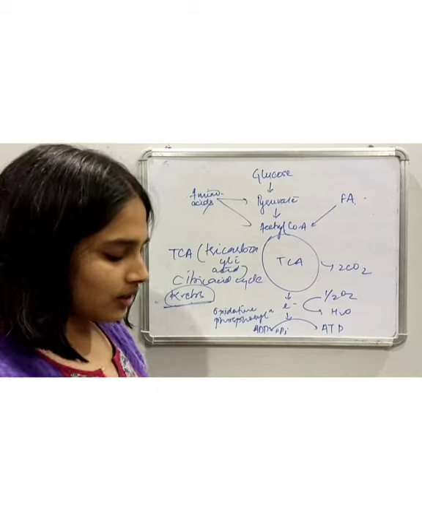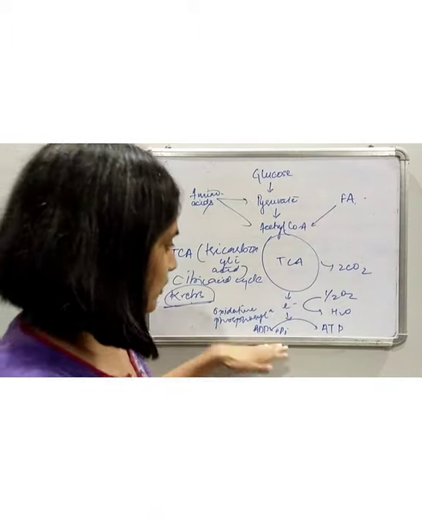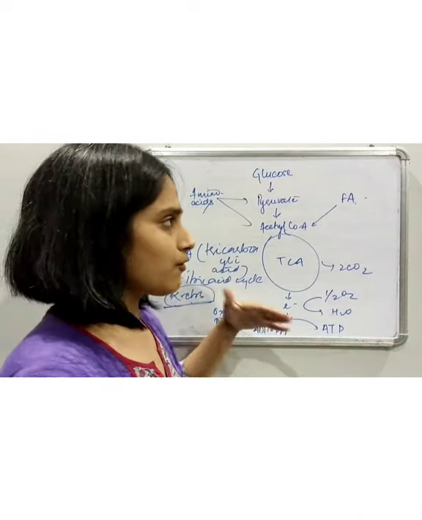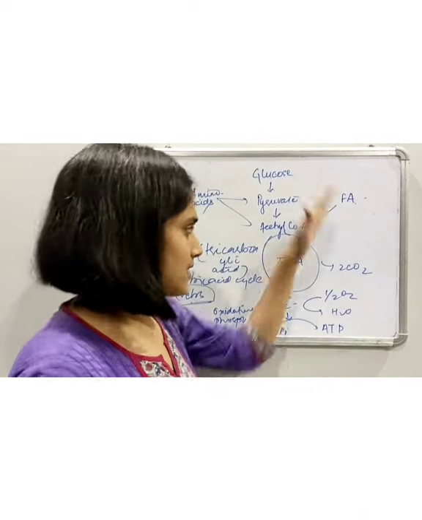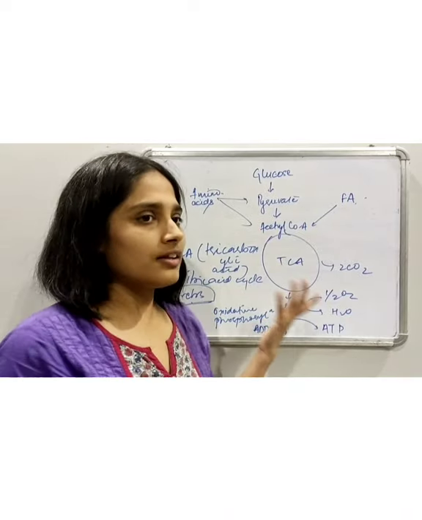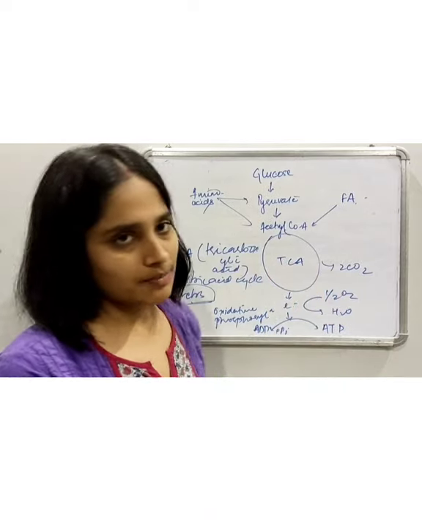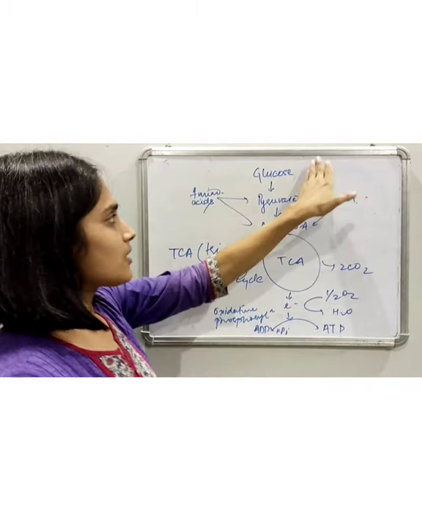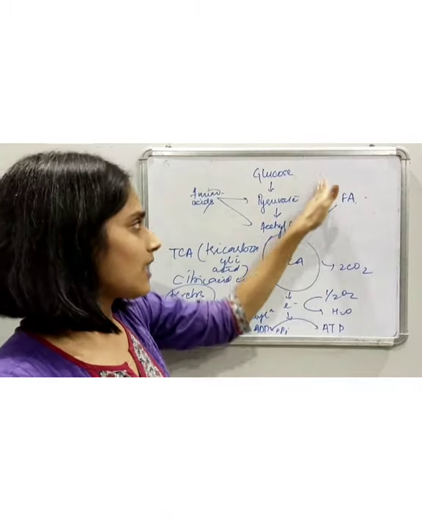So to give you an overview of the cycle, it is a pathway for generation of energy equivalents, reducing equivalents in the form of ATP, and this is a type of oxidation reaction where the energy is stored in the form of reducing equivalents like NAD plus or NADH2, FADH2, etc. So what happens is glucose is converted into pyruvate and then acetyl coenzyme A in glycolysis.